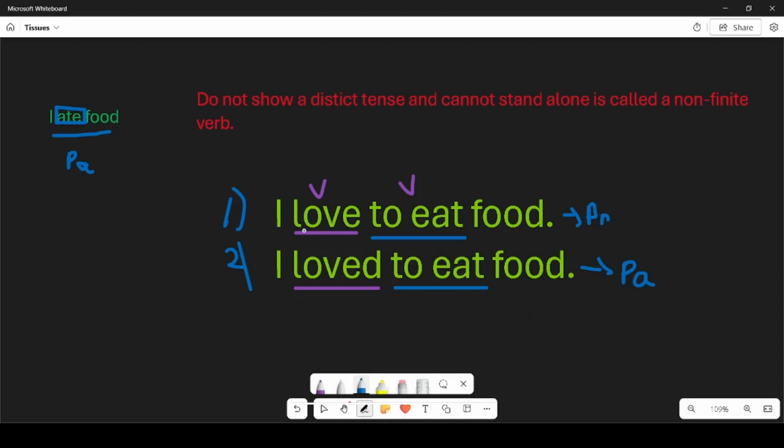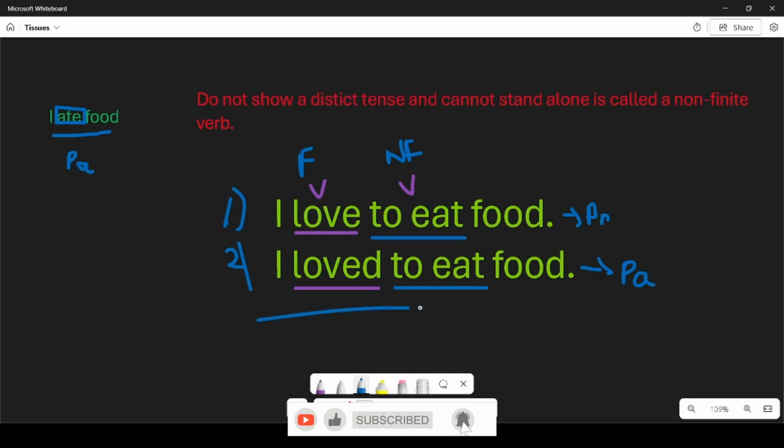Well, obviously, love is a finite verb and to eat is a non-finite verb. Because when the tense changed, the verb to eat did not change, but the word love changed from love to loved. So that's how you can see the difference. Love is a finite verb. To eat is a non-finite verb. Always remember this example to remember the difference between finite and non-finite verbs.